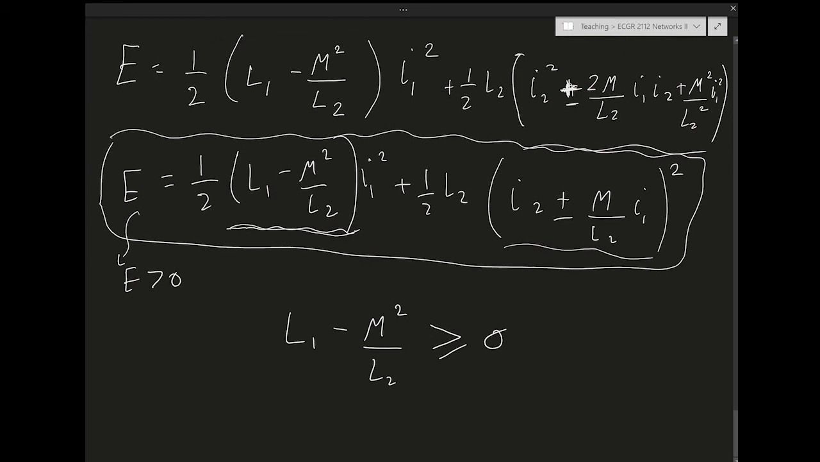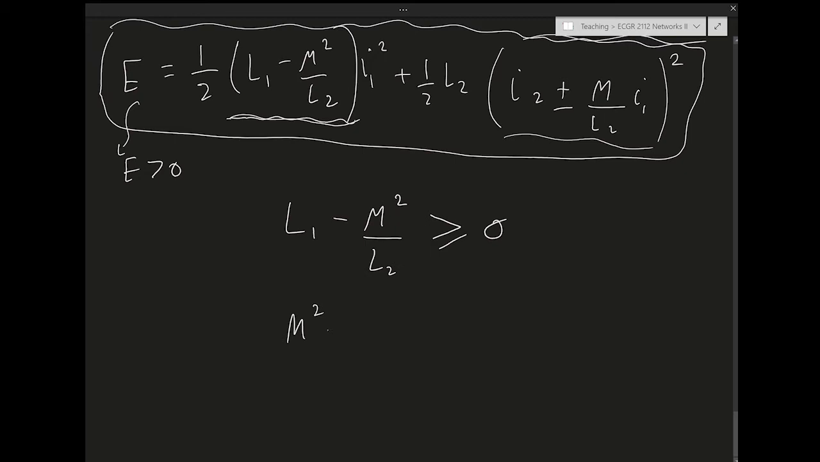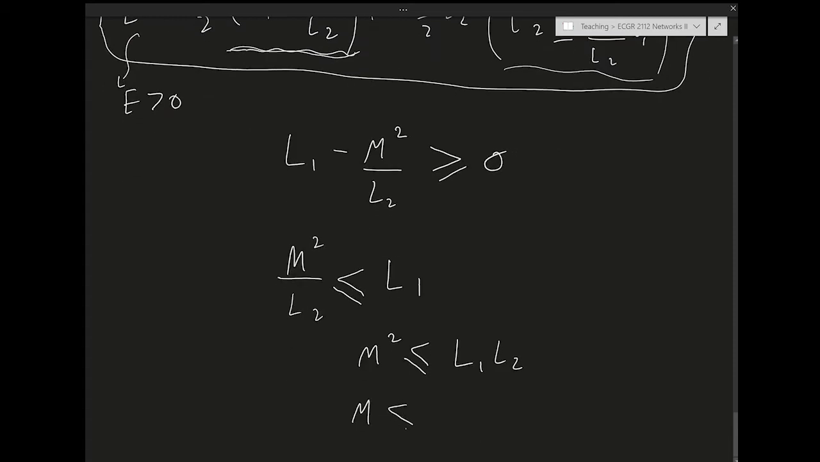Let's rearrange terms in this inequality. So I end up with M squared over L2 less than or equal to L1, M squared less than or equal to L1 L2. So M has to be less than or equal to the square root of L1 L2. Right? So this energy calculation gives us an upper bound on M. M can never be higher than the geometric mean.